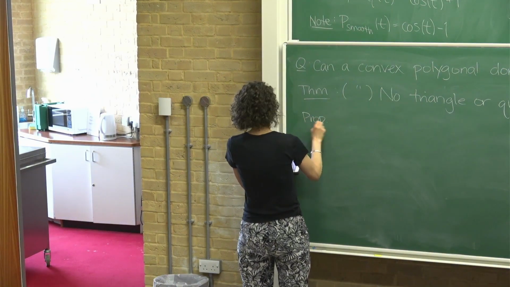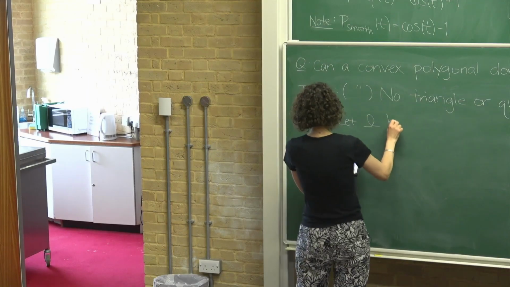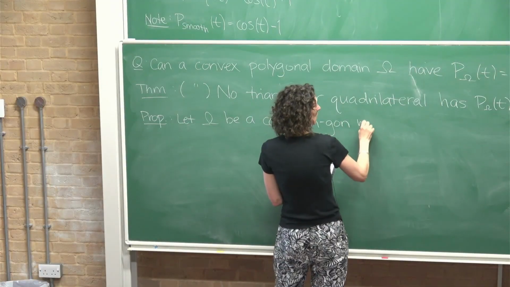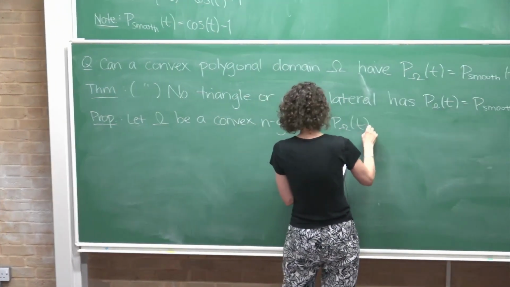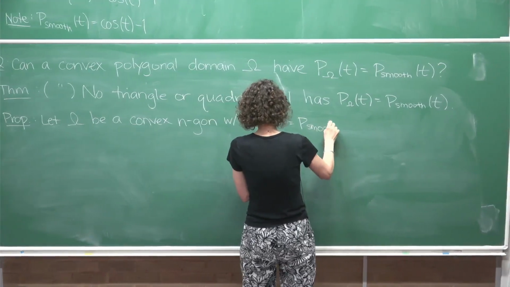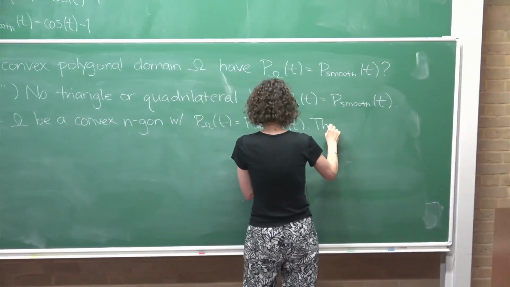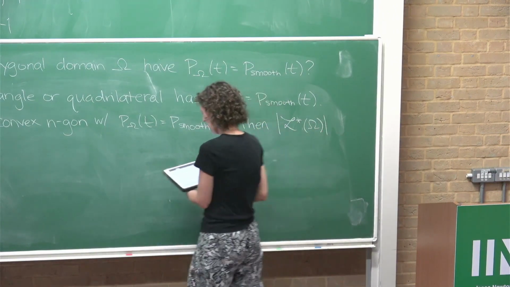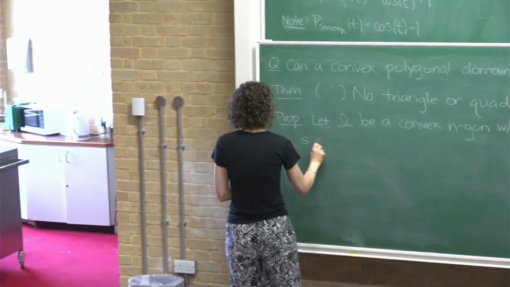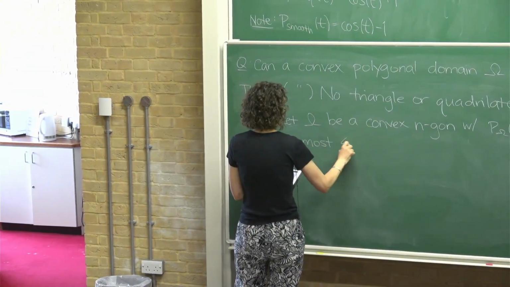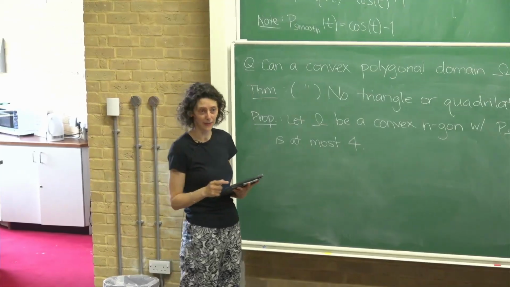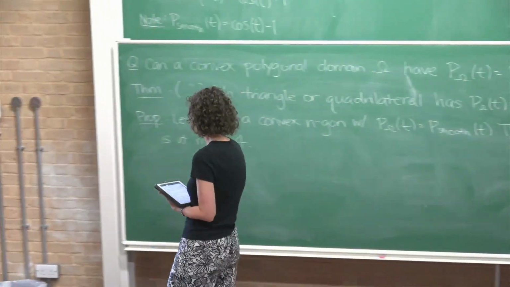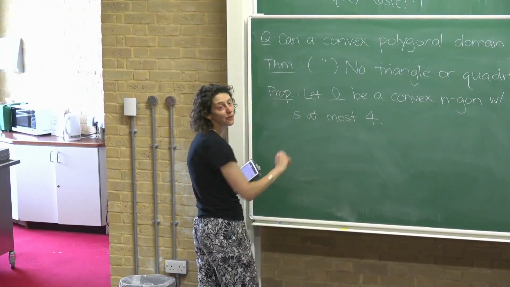Proposition. Let omega be a convex n-gon with p omega of t equal to p smooth of t. Then the size of L star of omega, you don't know what that is, I know, is at most 4. This is something about the lengths. It says that something about the lengths has a pretty restrictive bound no matter the n.